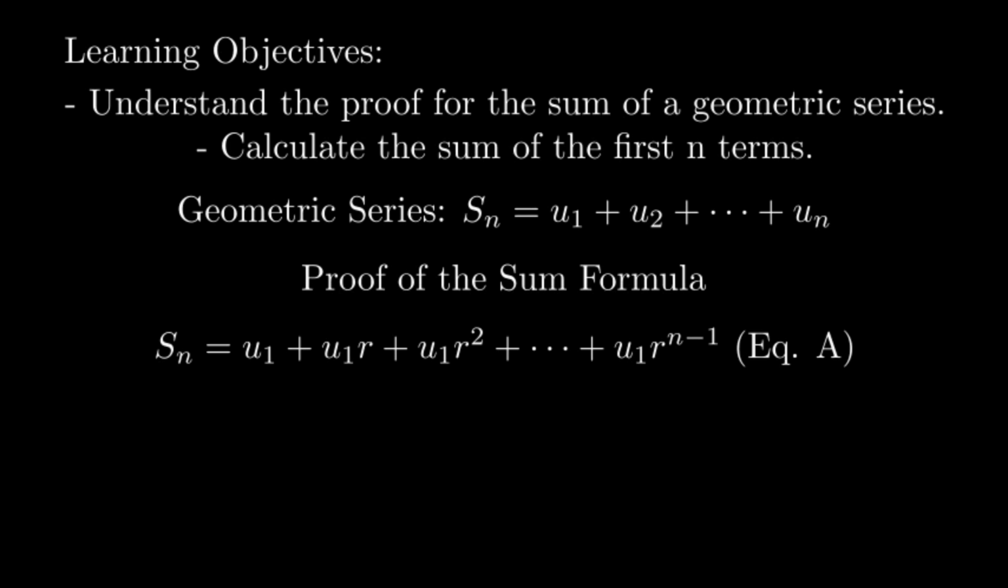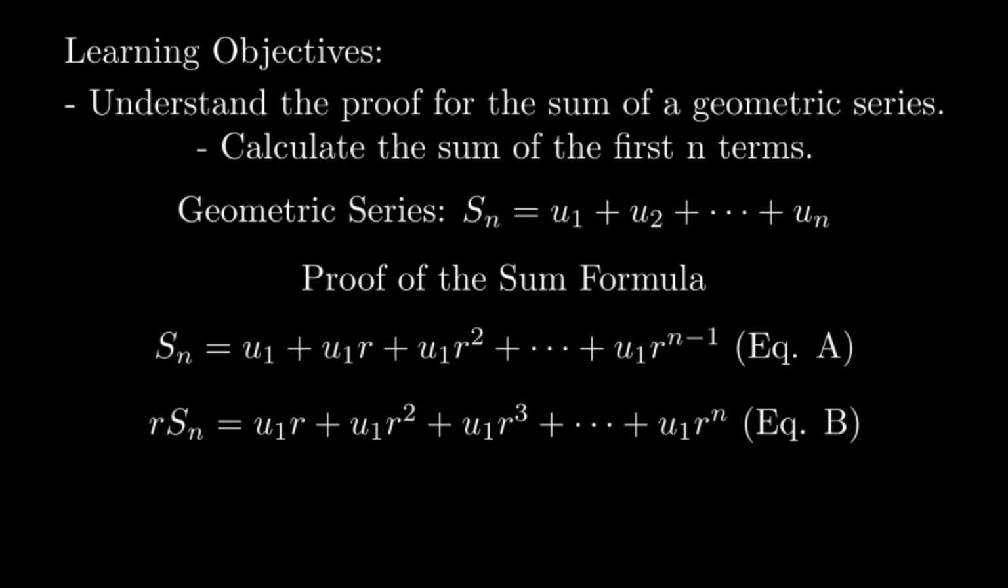Now for the clever trick. Let's take this entire equation and multiply every single term by r. On the left, we get r times S sub n. On the right, u sub 1 becomes u sub 1 r, u sub 1 r becomes u sub 1 r squared, and so on. The last term, u sub 1 r to the n minus 1, becomes u sub 1 r to the n.